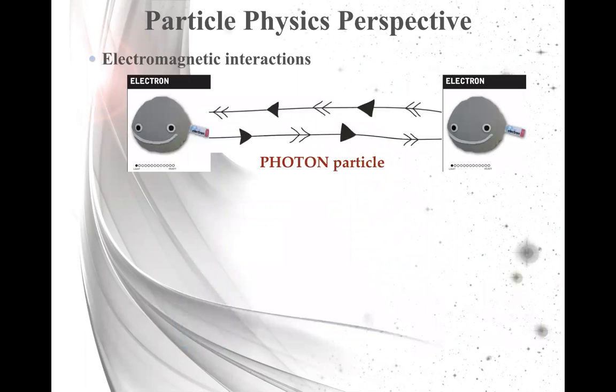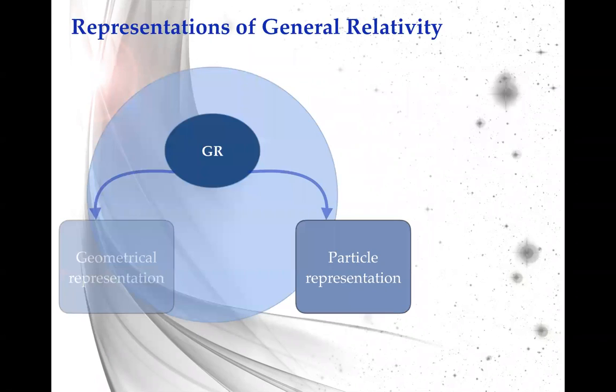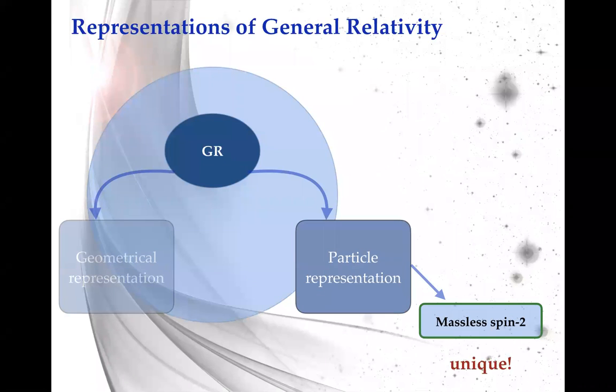So this was the geometrical representation of general relativity. Let me now move to the particle physics perspective. Now, instead of talking about geometry, you are talking about particles. And so in the same way as we have the electromagnetic interactions because they are exchanging photon particles, we have now the gravitational interactions because we are exchanging a graviton particle. So in this particle representation, GR is given uniquely by a massless spin 2 particle. And this is really unique.